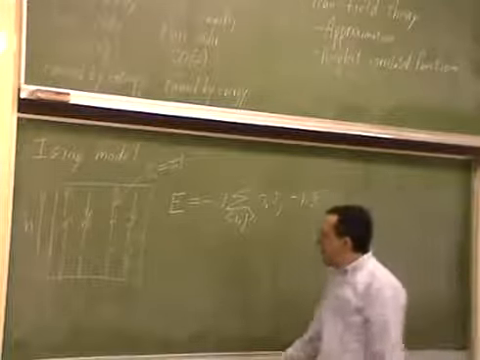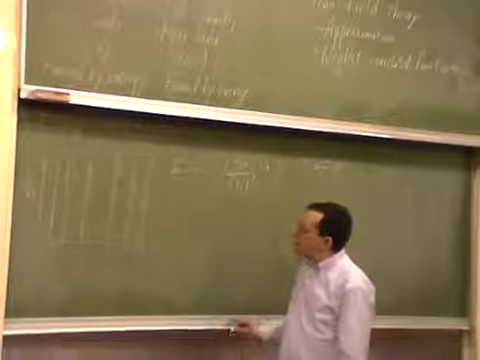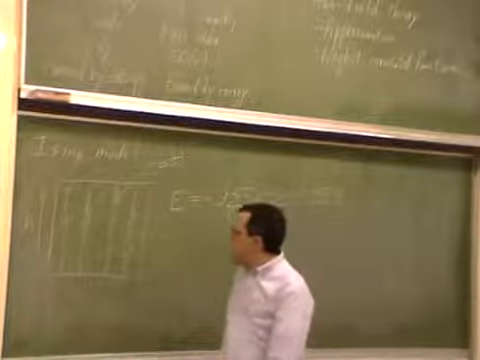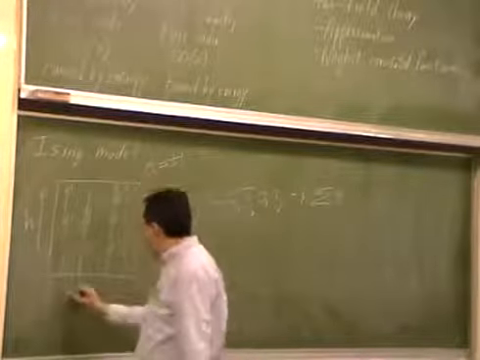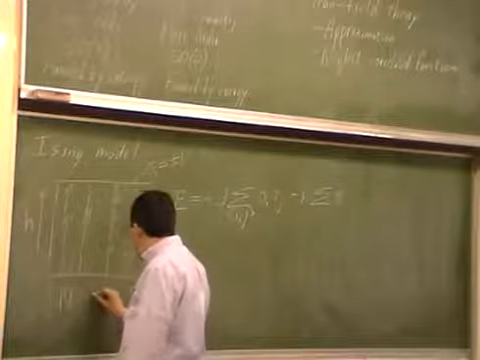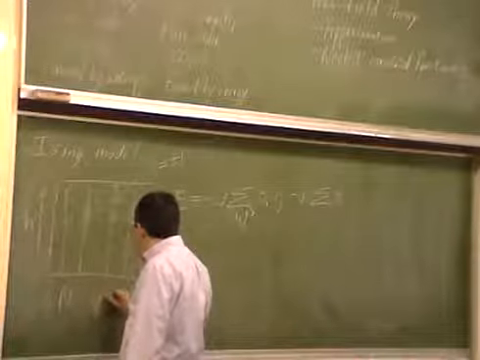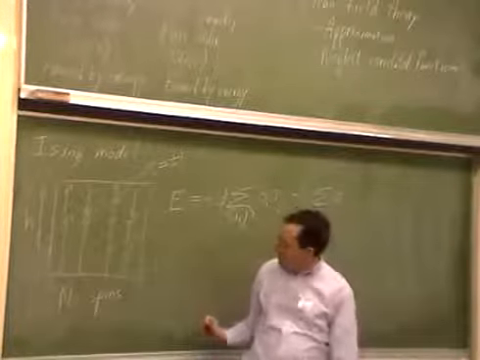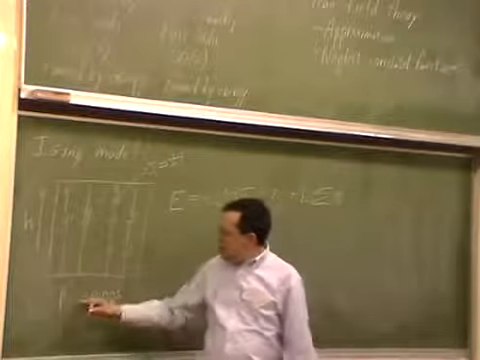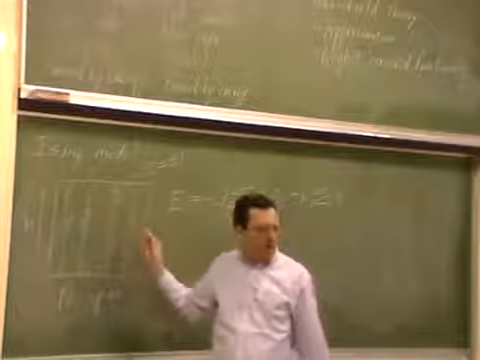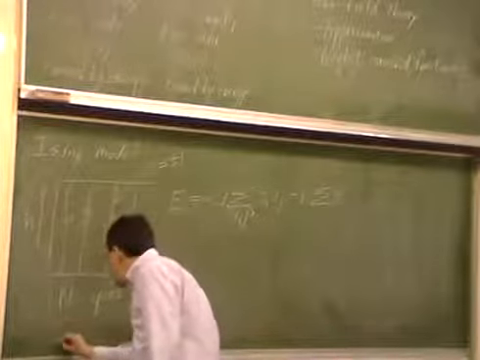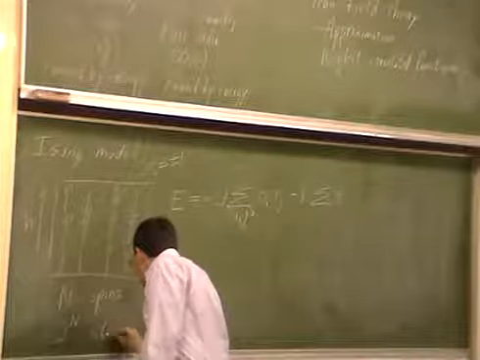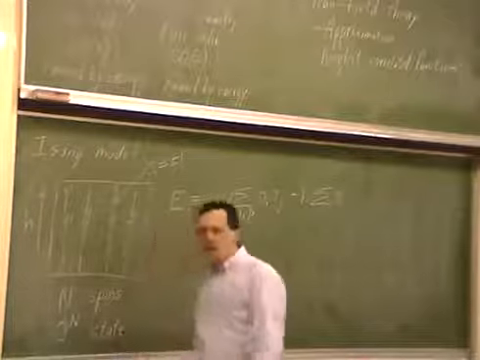So, for the entropy, that involves counting states. Okay? So, let's look at this. Suppose that we have here n spins on this lattice, and each of them can be either up or down. Right? So, the total number of states is going to be 2 to the n.